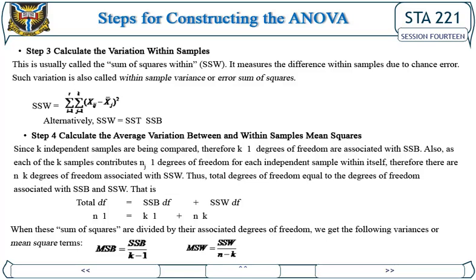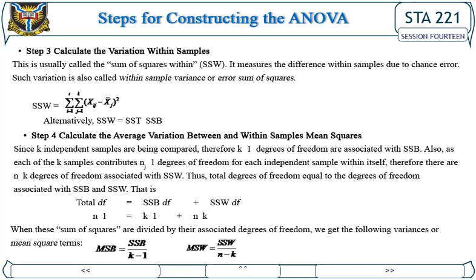Step 4. Calculate the average variation between and within samples, the mean squares. Since k independent samples have been compared, k minus 1 degrees of freedom are associated with SSB. Also, as each of the k samples contributes nj minus 1 degrees of freedom within itself, there are n minus k degrees of freedom associated with SSW. Thus, total degrees of freedom equals the degrees of freedom associated with SSB and SSW.